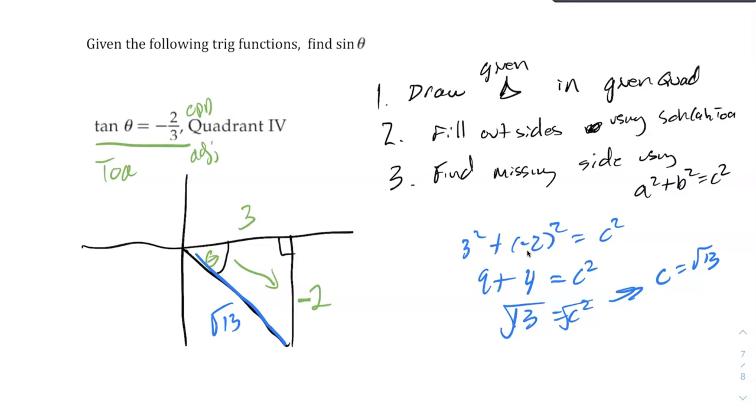And keep in mind, the hypotenuse is always positive. We're never going to make that thing negative. It's a distance, it's always positive. And then all you do is SOHCAHTOA the triangle.